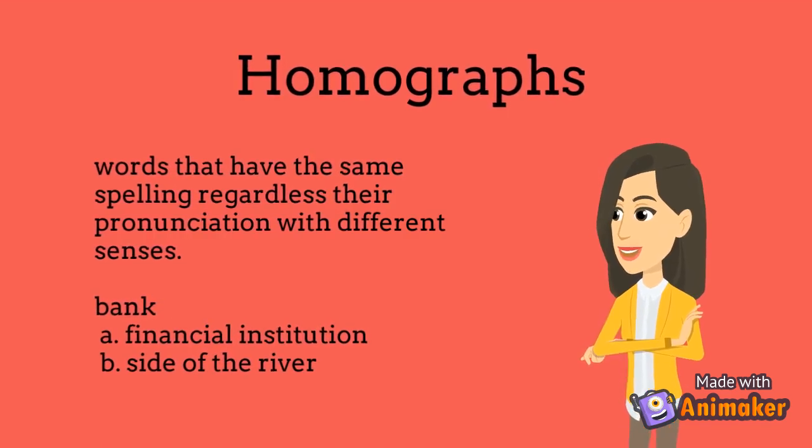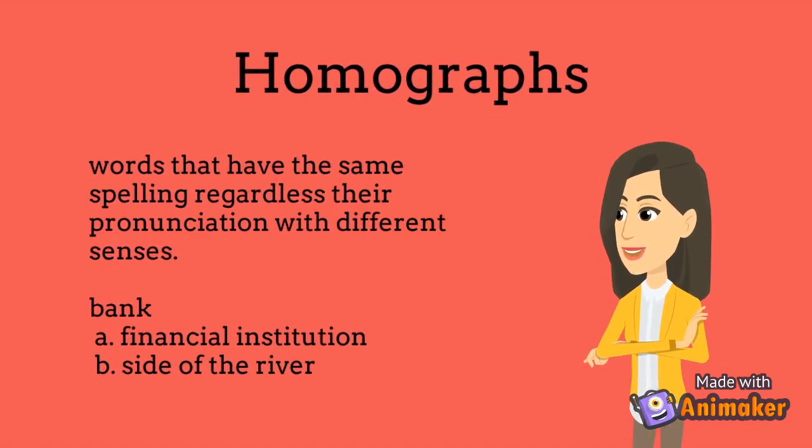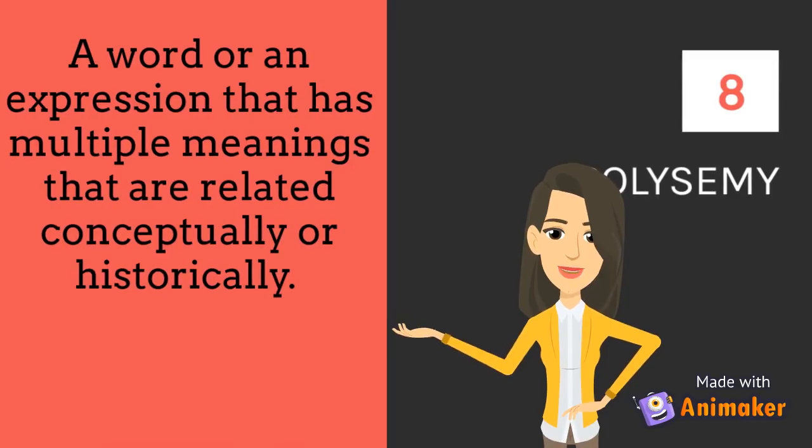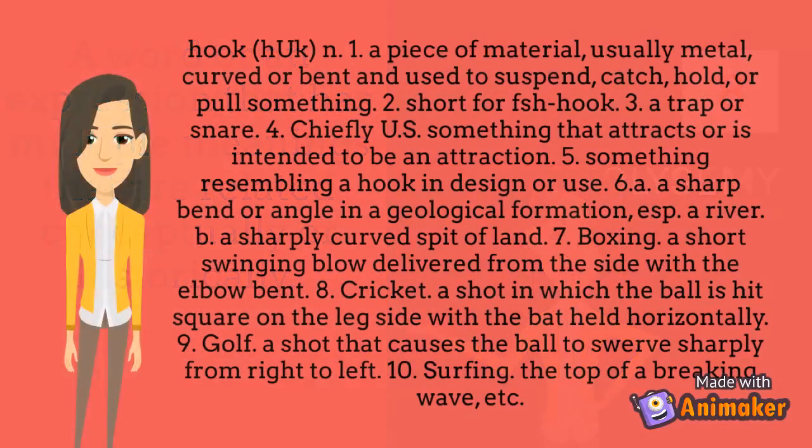Words that have the same spelling regardless of their pronunciation with different senses are called homographs. For example, the word bank has two meanings. It can be a financial institution, or side of the water. The next relation is polysemy. In this relation, a word or an expression has multiple meanings that are related conceptually or historically.